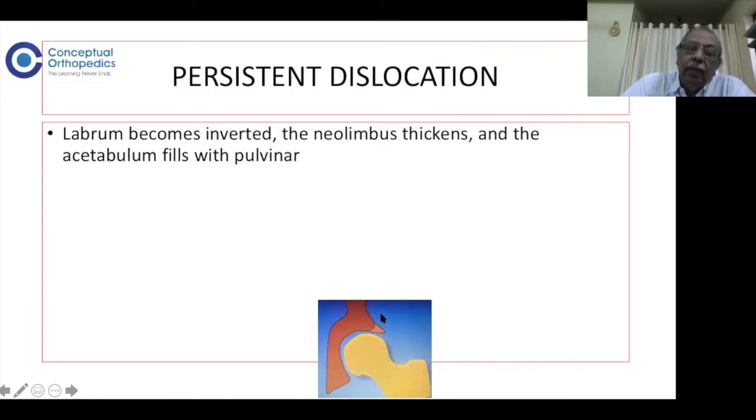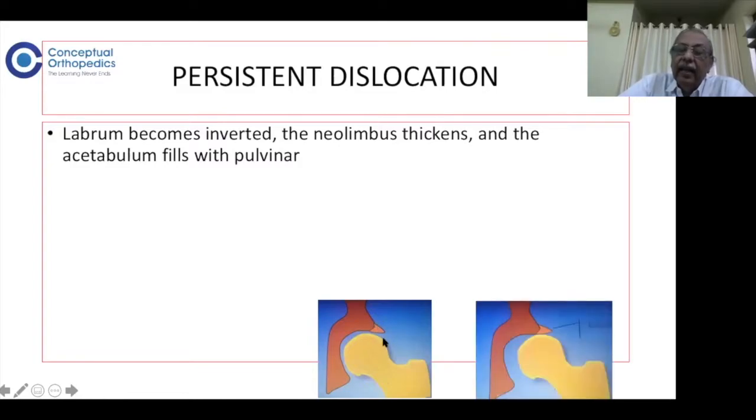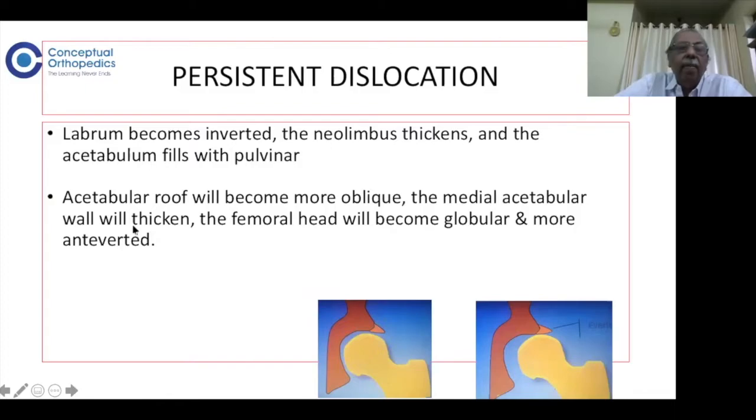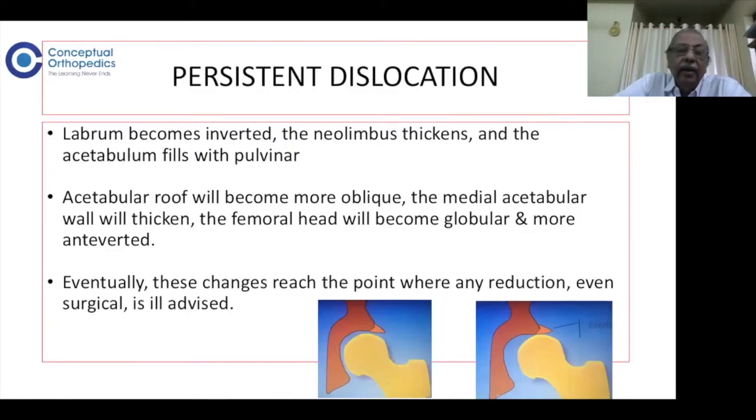It moves upwards. Once the head moves over that, it inverts into the acetabulum. So first it everts and then it inverts. Because of the pressure, first it everts, and then once the dislocation is established, it inverts. The acetabular roof becomes more oblique, the medial acetabular wall thickens, and the femoral head becomes globular and more anteverted.